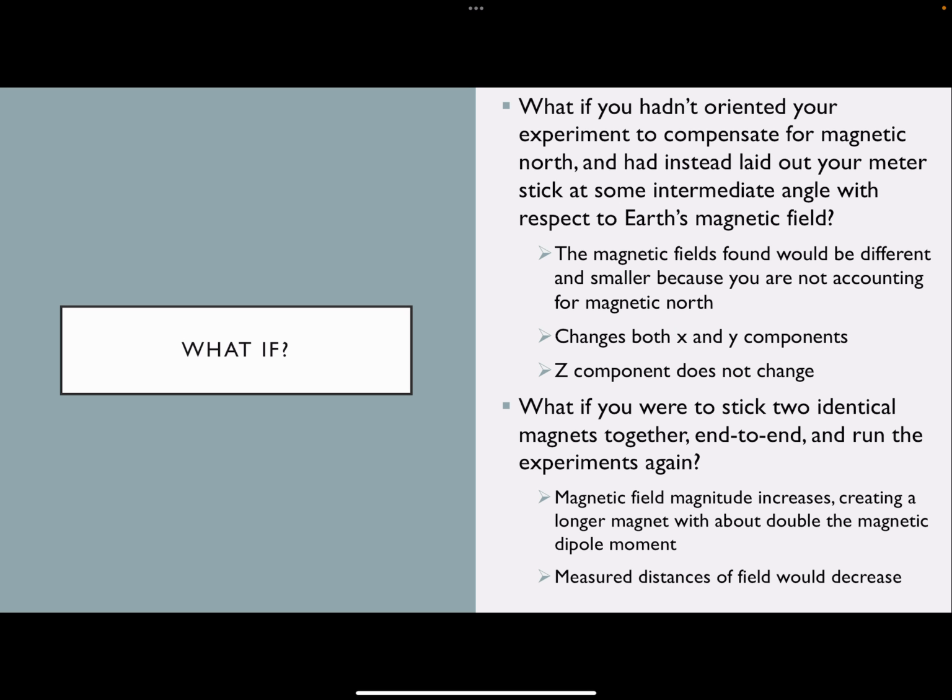If we hadn't oriented our experiment to compensate for magnetic north and we had instead laid out the meter stick at some intermediate angle, the magnetic field found would be different and smaller because you're not accounting for magnetic north at that point. It would change both the x and y components, but the z component does not change. And if you were to stick two identical magnets together end to end and run the experiments again, the magnitude increases because you're creating a longer magnet with about double the magnetic dipole moment. And so the measured distances for the field would decrease.